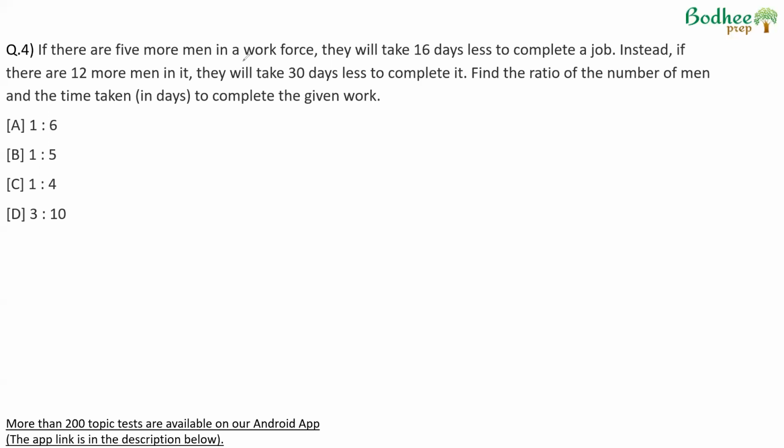If there are 5 more men in a workforce, they will take 16 days less to complete the job. Suppose there are X number of men doing a work in Y number of days. Therefore, we can say that the total work is X into Y, number of men times number of days. If there were 5 more men, so the number of men was X plus 5, they would have taken 16 days less. So time taken would be Y minus 16, but the work will remain the same.